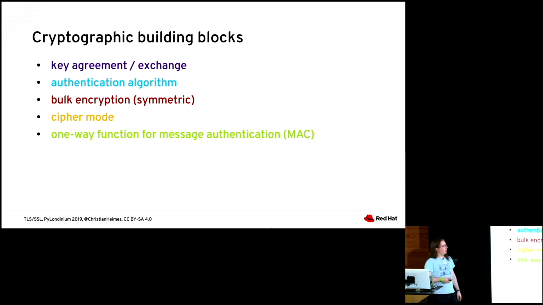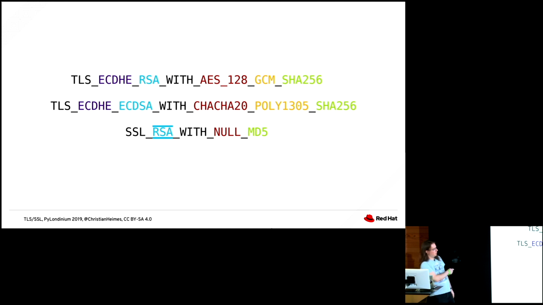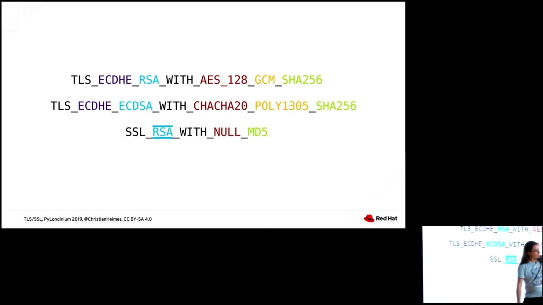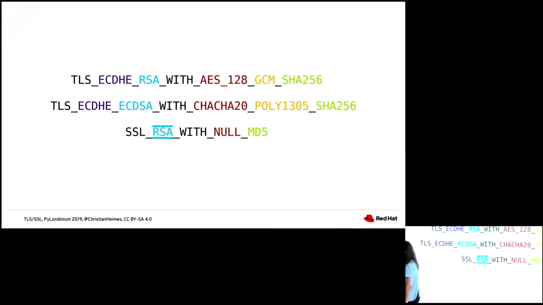So we have these building blocks. We have key agreement or key exchange. We have authentication. We have bulk encryption with the cipher modes, and we use a one-way hashing function for some parts like MAC. And these build up this lovely acronym. So that's TLS with elliptic curve Diffie-Hellman key exchange, with RSA certs, AES-128 for bulk encryption in Galois counter mode, with SHA-256 as MAC algorithm.